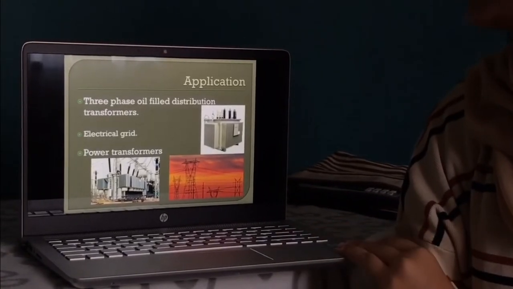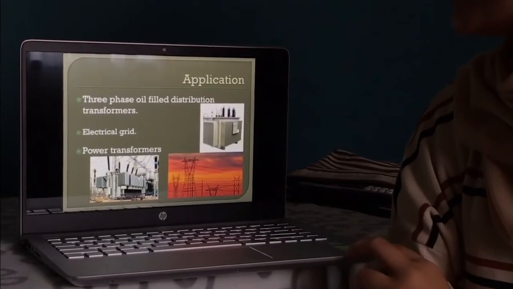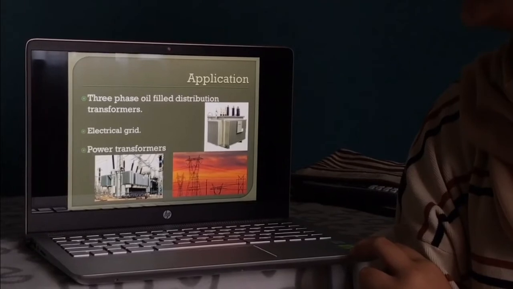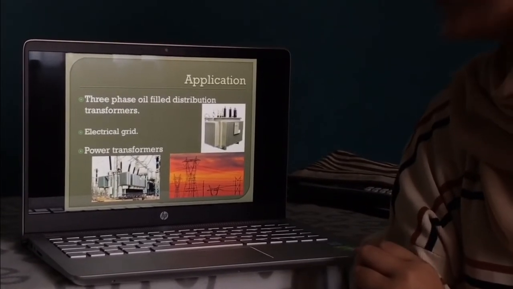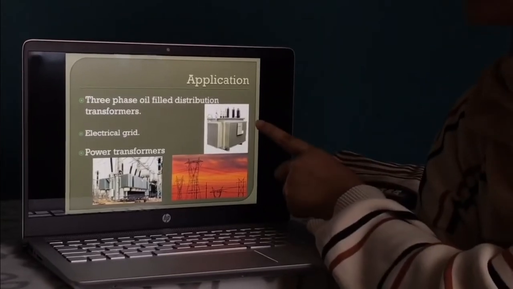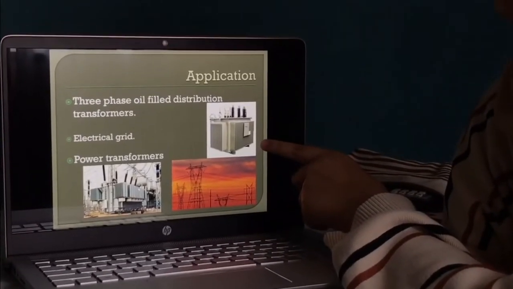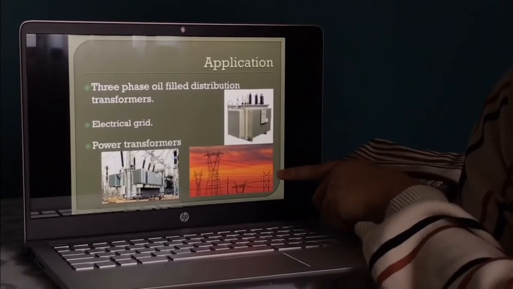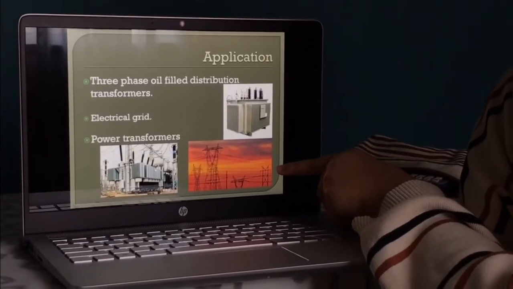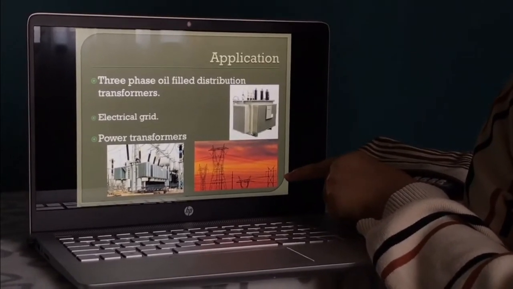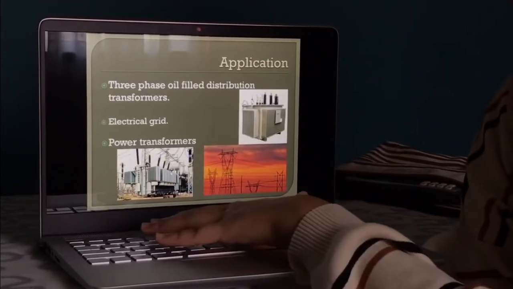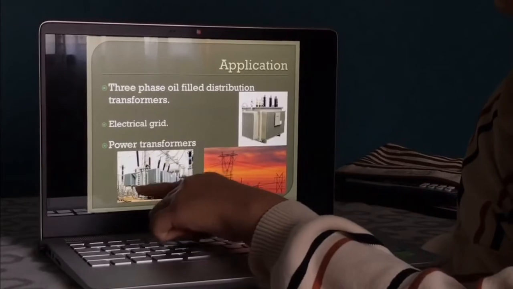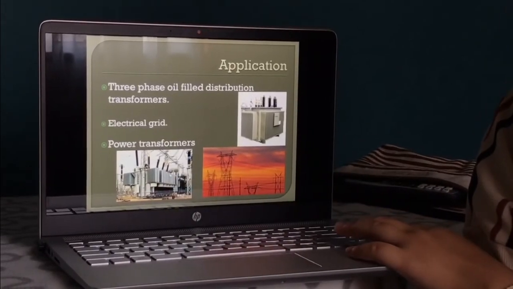Okay, next, the applications of the three-phase transformer. We can find them in three-phase oil-filled distribution transformers. This one is the three-phase oil-filled distribution transformer. Next, we can apply it in the electrical grid. And next, the power transformers. You can see this is the power transformer.